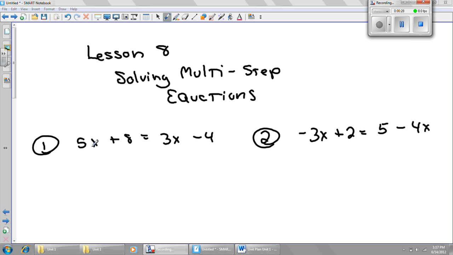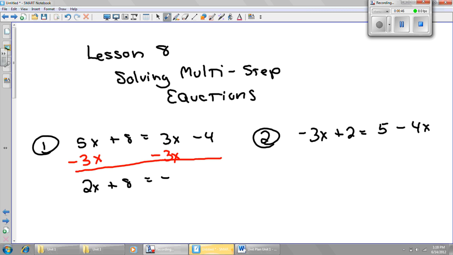Well, let's take away one of those x's. We can't throw it away, but we certainly can take it away. But if I do it to the right-hand side, I have to do it to the left-hand side. Now watch as I take away the 3x from both sides. I end up with 2x plus 8 equals a negative 4.